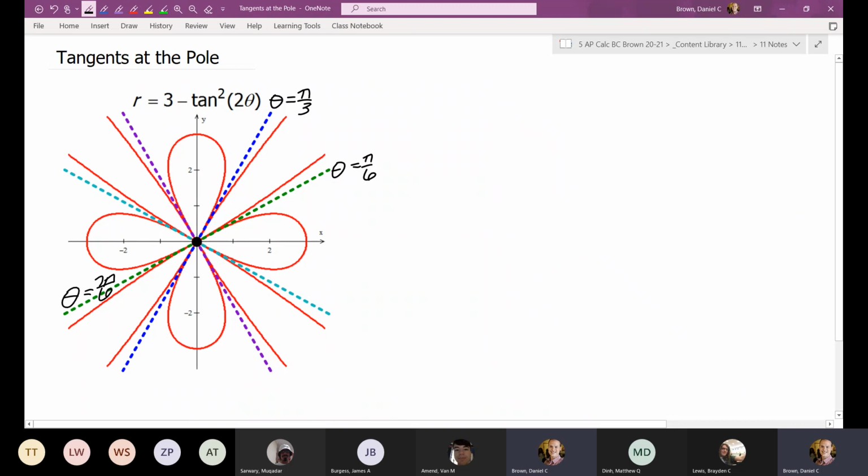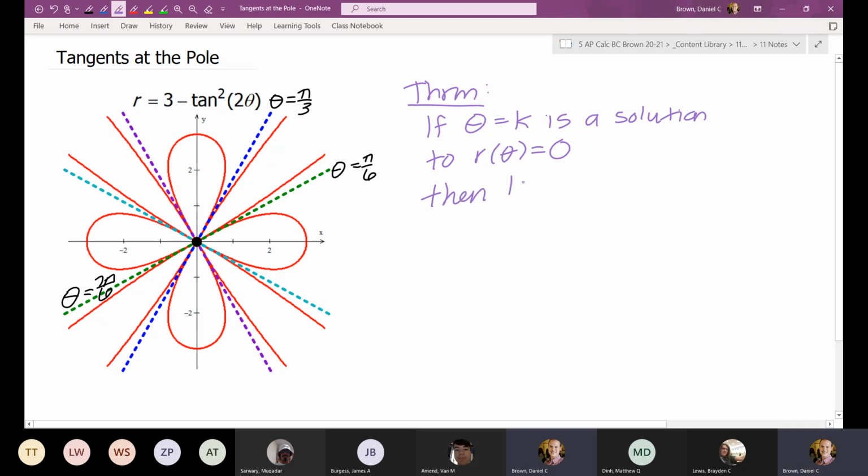And the special characteristics, the way we're going to define this is actually a theorem. And it basically states if theta is equal to k is a solution to r of theta is equal to 0, then the line or lines theta equal to k are tangent to the curve at the pole.